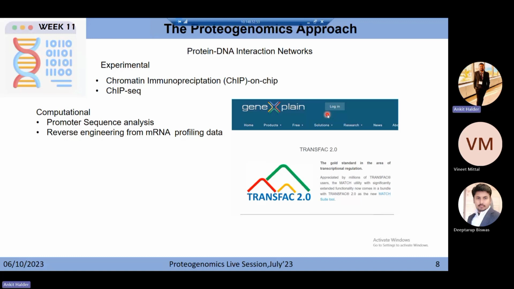This is TRANSFAC 2.0. Here you can visit it, explore, and find out what the different protein-DNA interactions are. If you have any particular protein of interest, you can definitely try it out to find out what kinds of proteins are interacting.